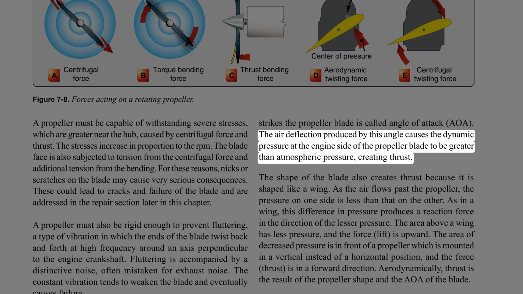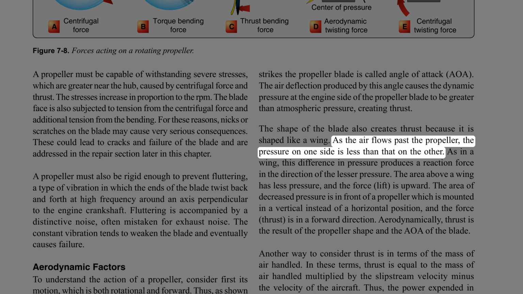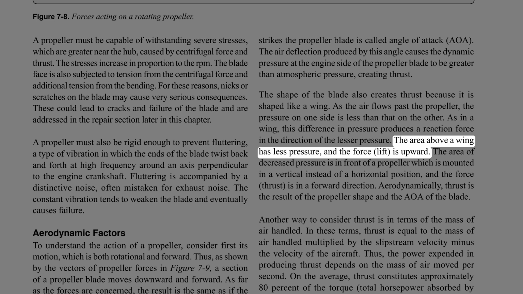The air deflection produced by this angle causes the dynamic pressure at the engine side of the propeller blade to be greater than atmospheric pressure, creating thrust. The shape of the blade also creates thrust because it is shaped like a wing. As the air flows past the propeller, the pressure on one side is less than that on the other. As in a wing, this difference in pressure produces a reaction force in the direction of the lesser pressure. The area above a wing has less pressure, and the force, lift, is upward.